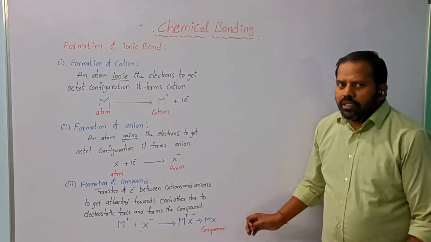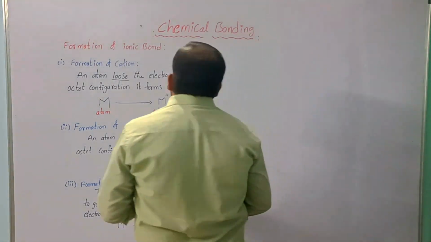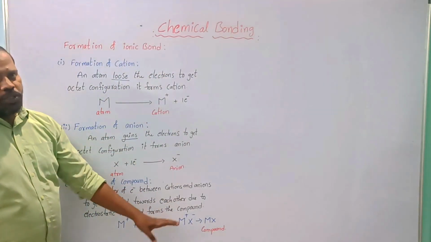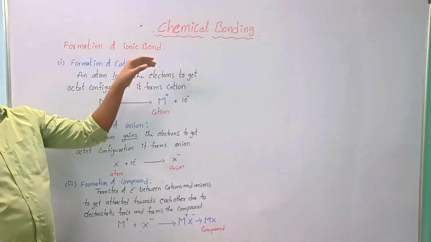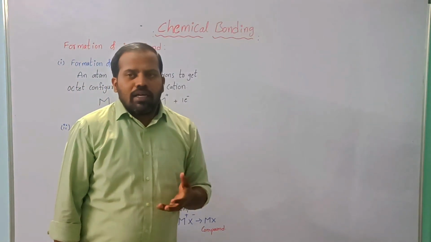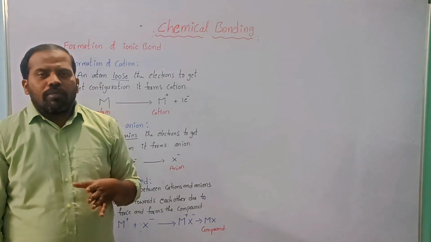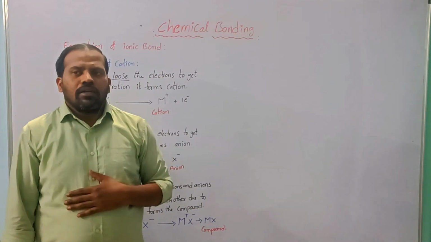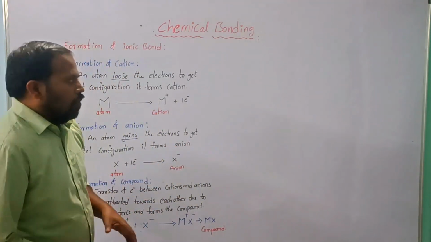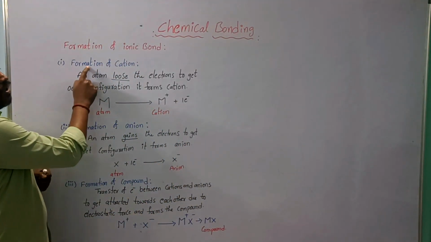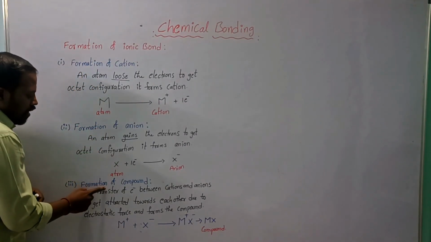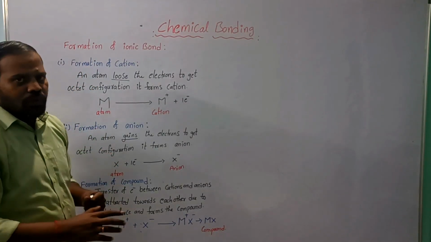So we will check with one example. This is a general representation of the ionic bond. In the 10th class board exams, if they ask you to write the formation of NaCl, what are the key points we have to write in the paper? First we have to mention the formation of the cation, then the formation of the anion, and finally the formation of the compound.